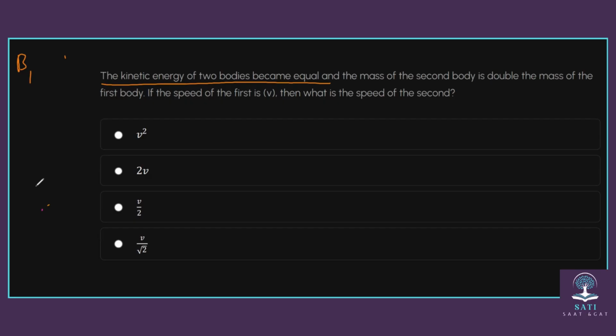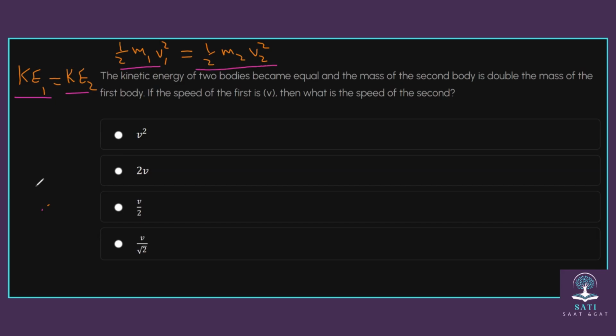And they said the kinetic energy of these two bodies is equal. So that means the kinetic energy, which is half times the mass of the first object times the velocity of the first object squared, equals the kinetic energy of the second one, which is half times m2 times the velocity of the second squared. Since the kinetic energy of the first equals the kinetic energy of the second, we just substitute the formula of each one.